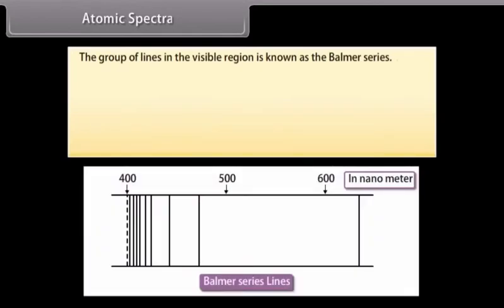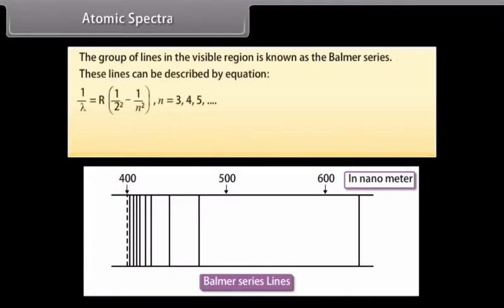The group of lines in the visible region is known as the Balmer series. These lines can be described by the equation 1 upon lambda equals R times (1 upon 2 square minus 1 upon n square). Here the value of n may be 3, 4, 5 and so on, where R is the Rydberg constant having value 1.0973732 into 10 raised to the power 7 per meter.